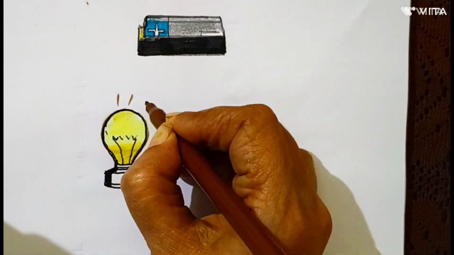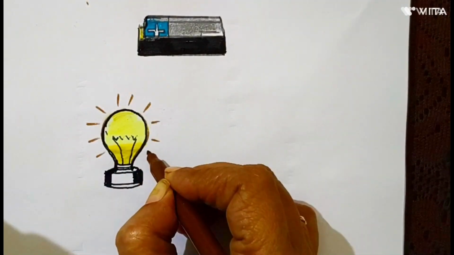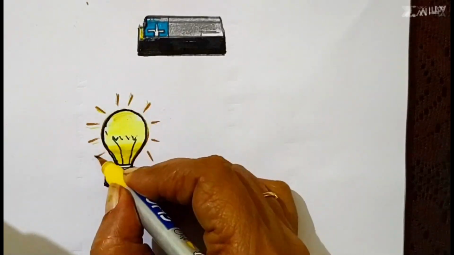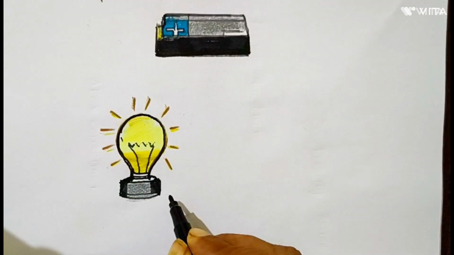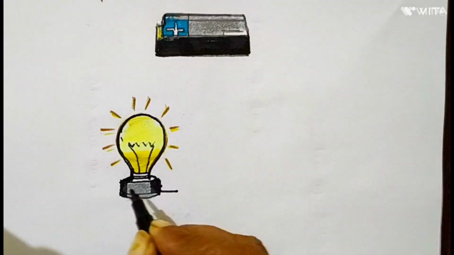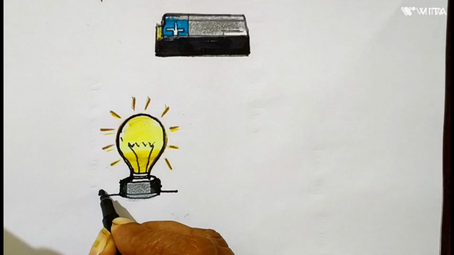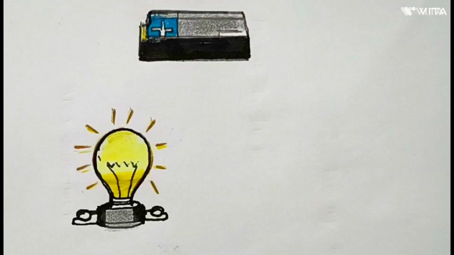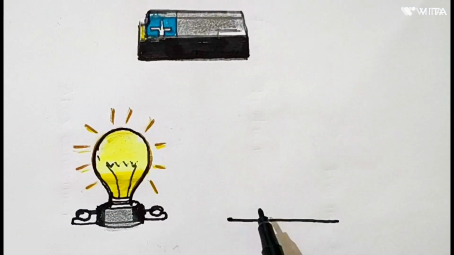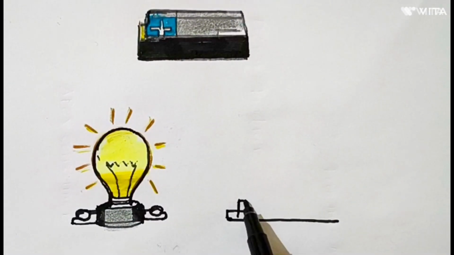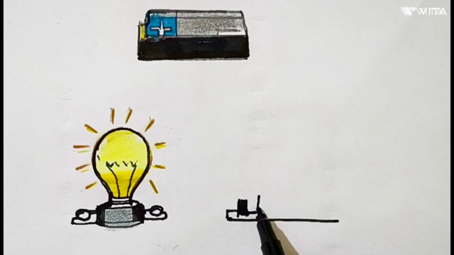Now let us talk about the switch in this circuit. The switch is used to control the flow of electric current. When the switch is closed, the circuit becomes complete. Electric current flows from the battery through the connecting wires and finally reaches the bulb. Because of this, the bulb glows and produces light.